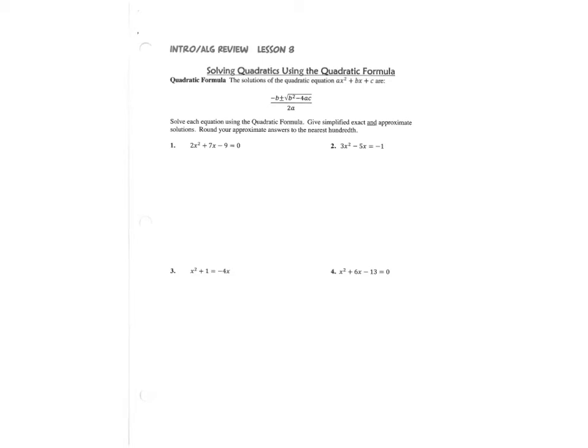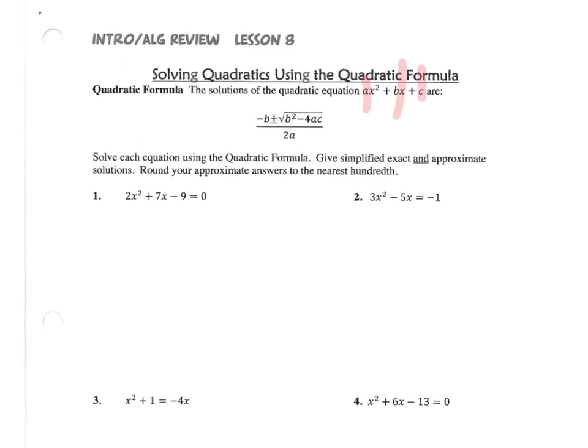So when you have a quadratic in standard form where a is in front of your x squared term, your quadratic term, b is in front of x, and c is your constant, the quadratic formula will work. x is going to equal the following. It's the opposite of b plus or minus the square root of b squared minus 4ac all over 2a.